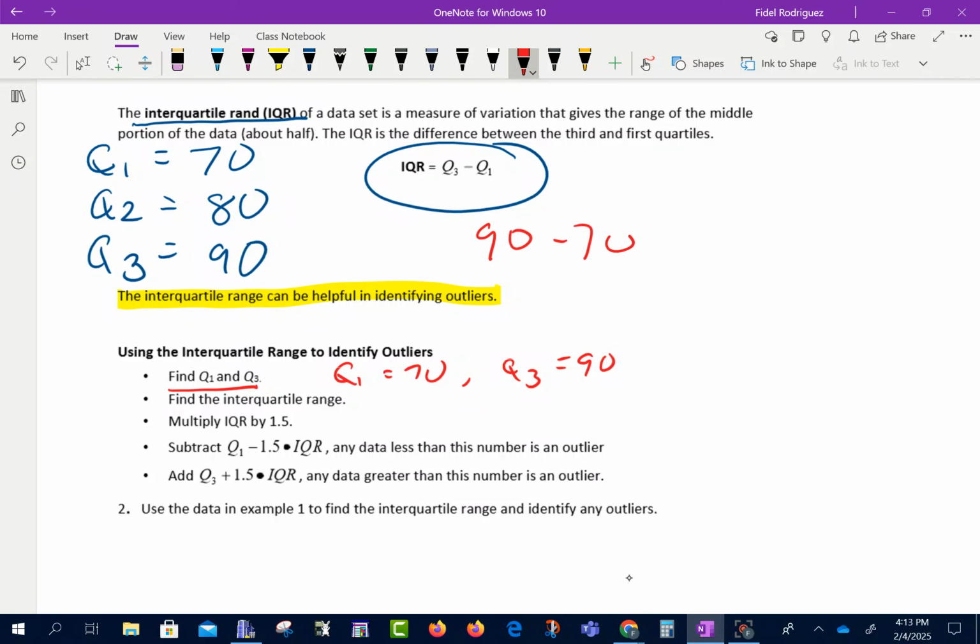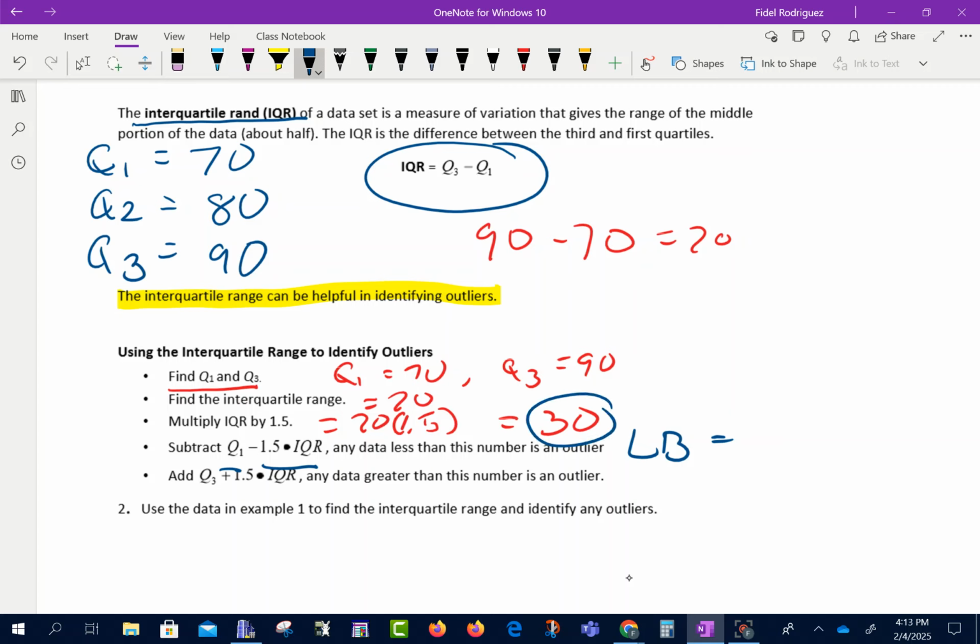We want to find the interquartile range. So y'all, we're going to take 90 minus 70, that's going to be 20. We're going to take that number 20 and multiply it by 1.5. That's going to give us 30. Now, we're going to have what we call two boundaries, a lower bound and an upper bound. The way I'm going to find my lower bound, y'all, is we take Q1 minus this number 30. So Q1 was 70 minus 30, that's going to give me 40. And my upper bound is going to be Q3, which was 90, plus 30, that's going to be 120.